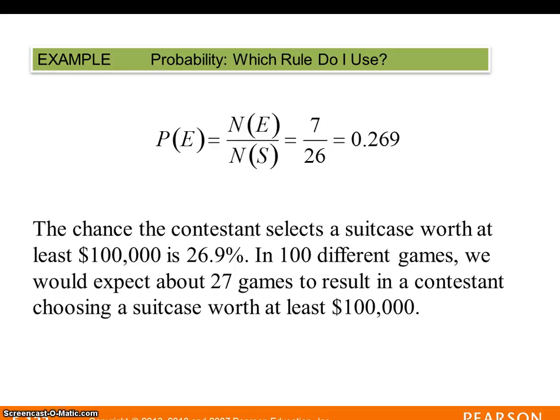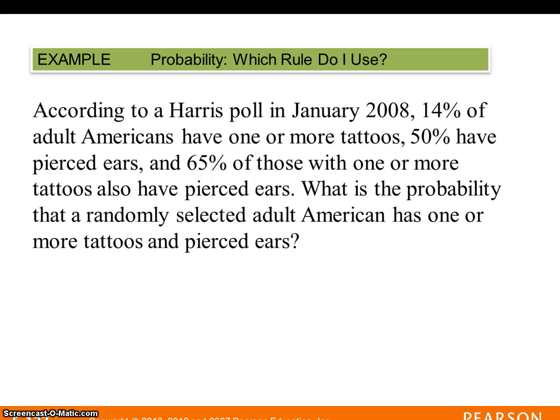So that would mean that the chance of a contestant selecting a suitcase worth at least $100,000 is 26.9%. So basically in about 100 different games, we would expect that about 27 games to result in a contestant choosing a suitcase that's worth at least $100,000. So in this case, I guess we're following the top branch, right, and we're asking whether this is empirical or not if you're following the decision tree we were looking at earlier. Let's look at another example here.